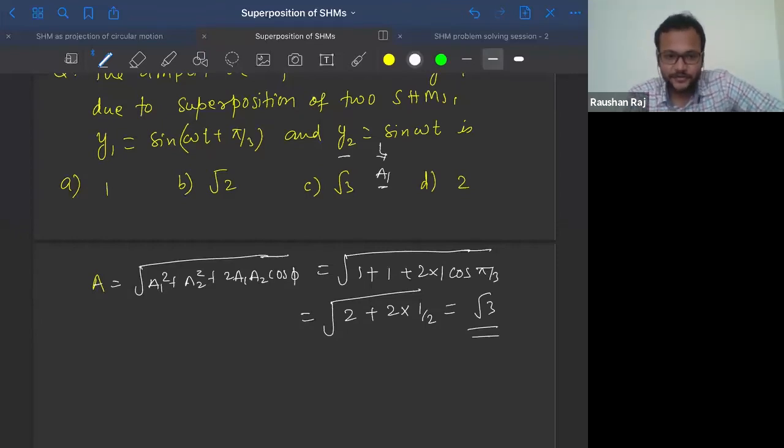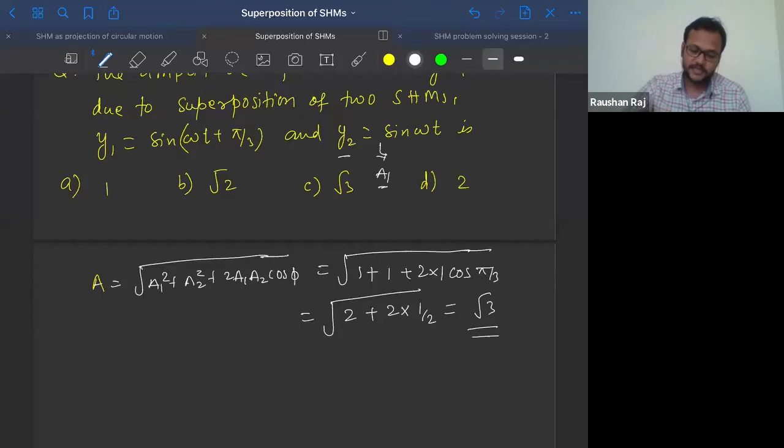Actually, this is correct. You don't have to worry about that. If reference would have been given to you, then something would have been different. But here we have to find the amplitude only. Phase difference between them is what? Pi by 3.